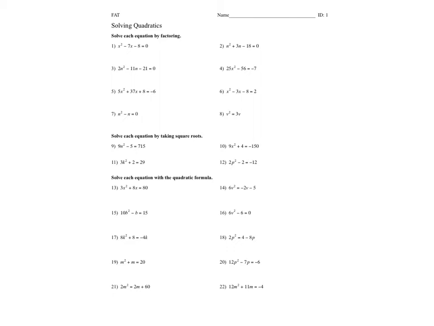However, I will say, please make sure before you factor that everything is set equal to 0. Factoring does not work unless it's set equal to 0. So for instance, problem number 5 is set equal to -6. Start by adding 6 to both sides and then factor as you see fit. That's all I'm going to say on that matter.